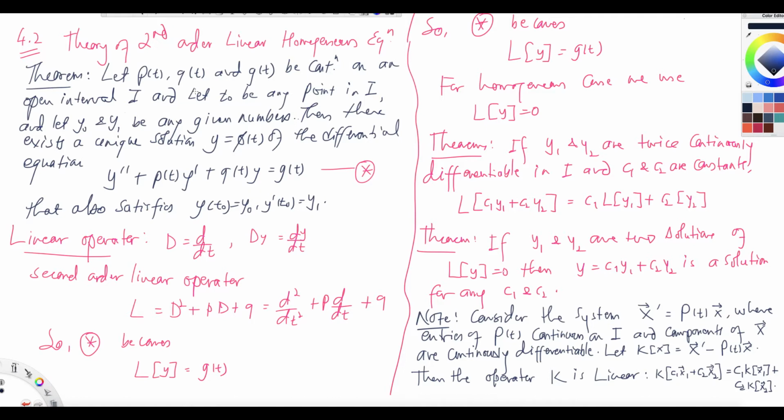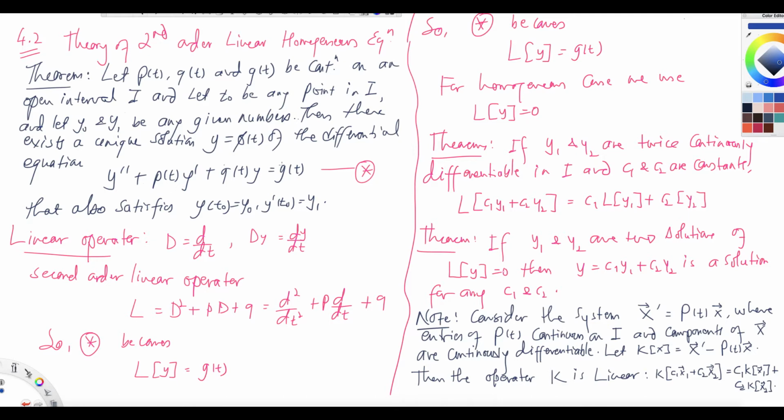The theorem is: let p(t), q(t) and g(t) be continuous on an open interval I, and let t0 be any point in the interval I, and also let y0 and y1 be any given numbers. Then there exists a unique solution y equals phi(t) of the differential equation y'' + p(t) y' + q(t) y = g(t).